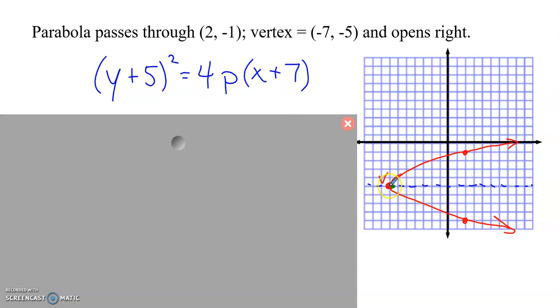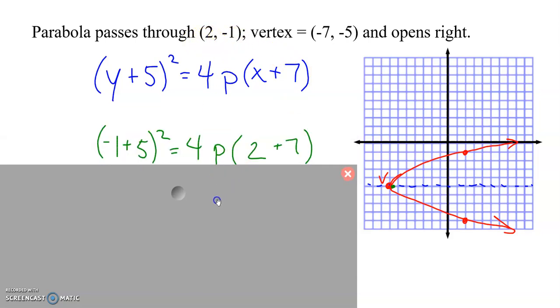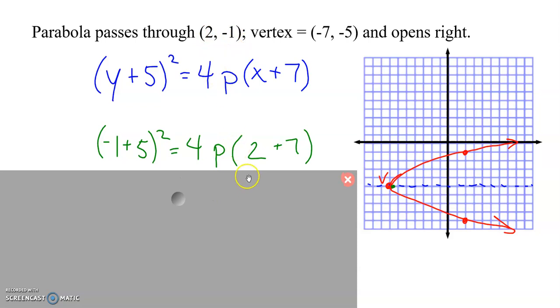Now, at this point, I know the vertex, but I don't know anything about the focus or the directrix, so I have no way to find p. So what I'm going to do is use the fact that it goes through this point to find p by plugging this point into the equation.